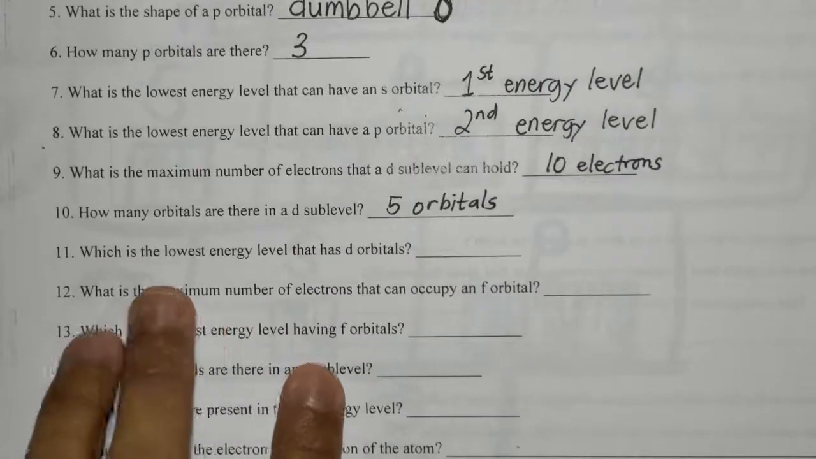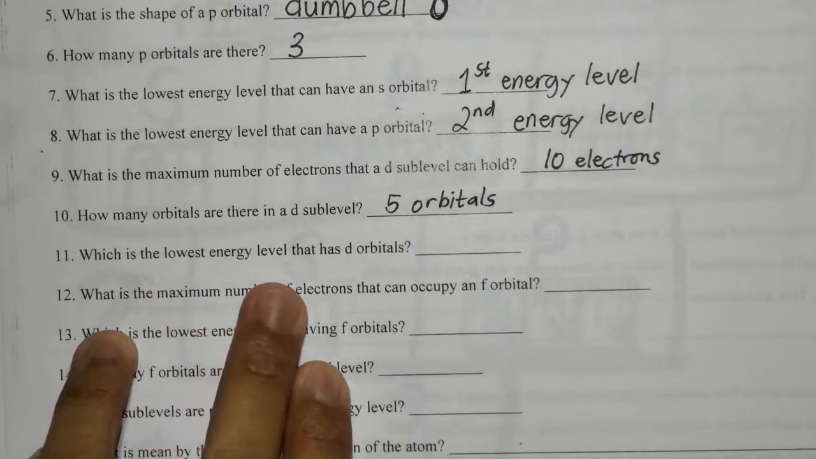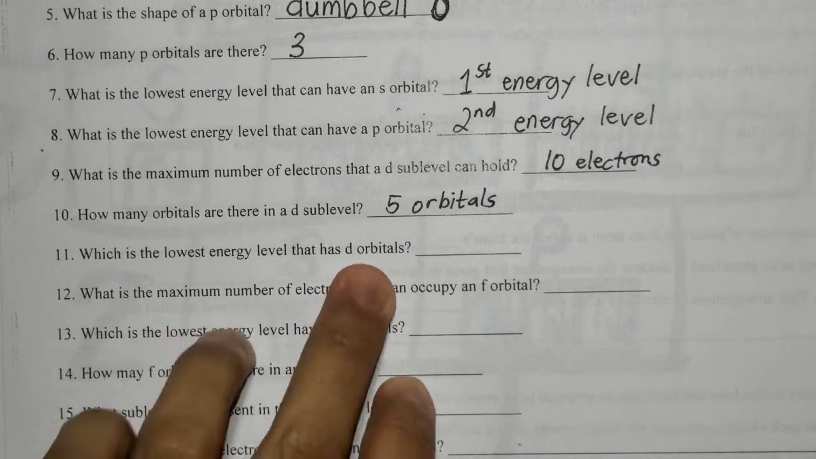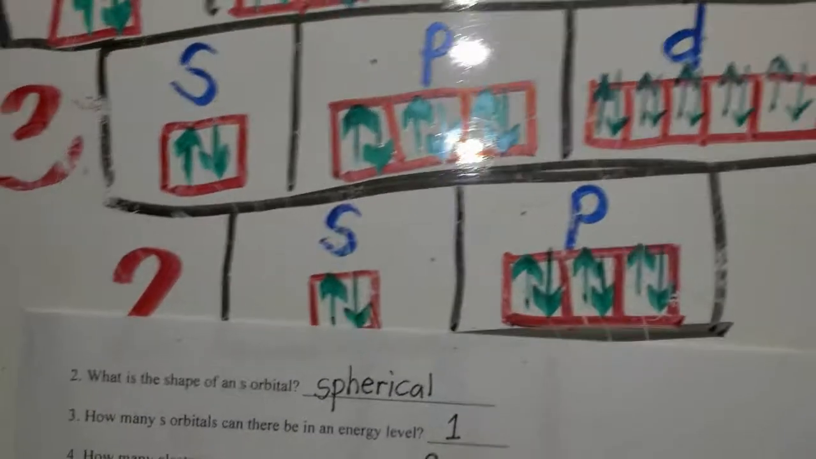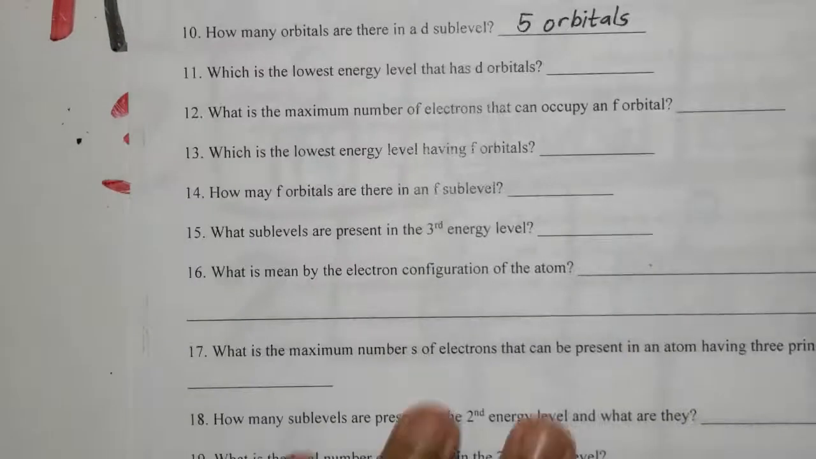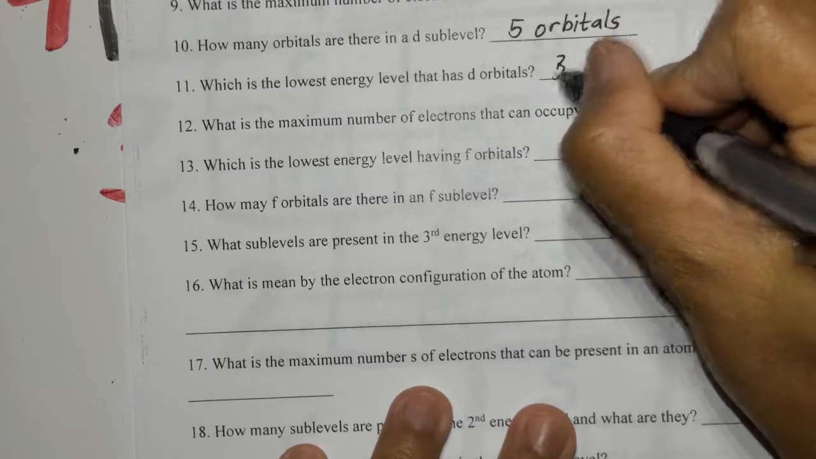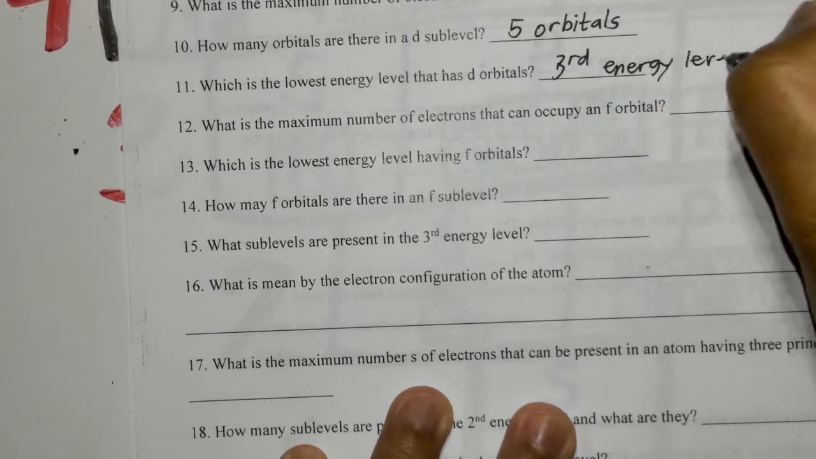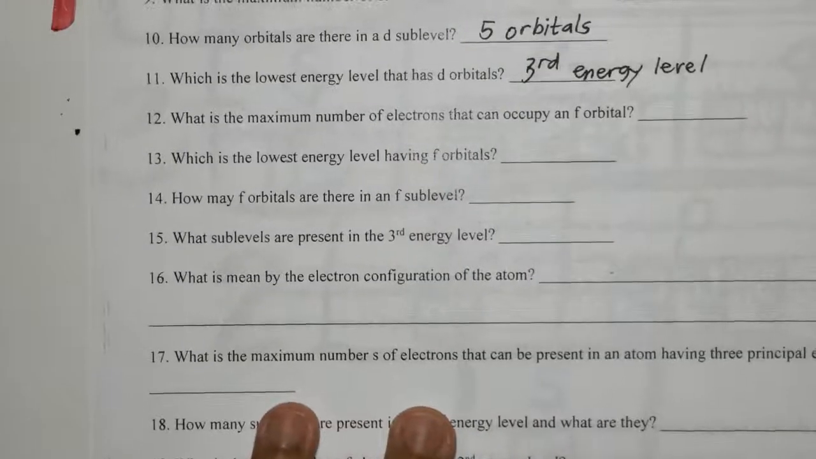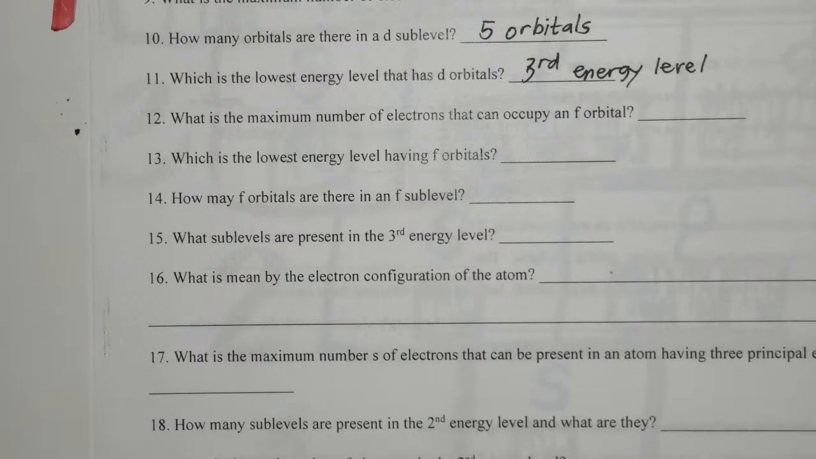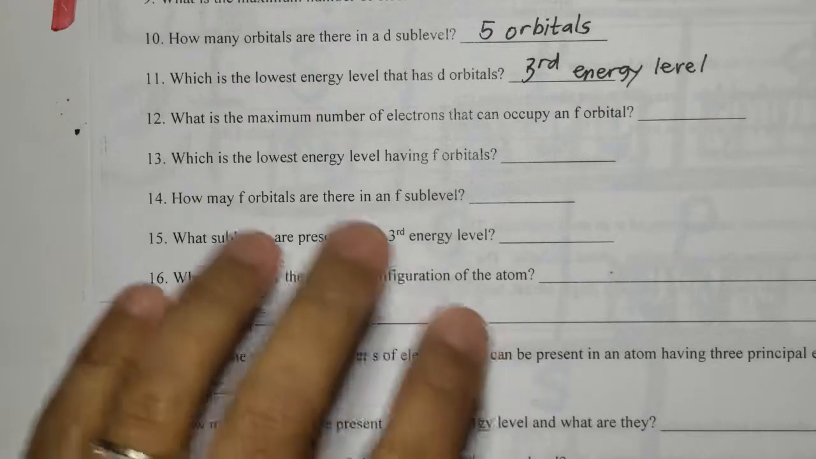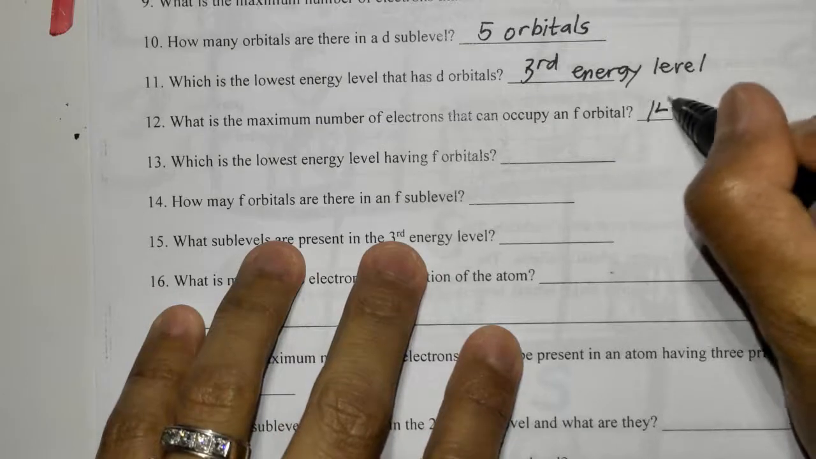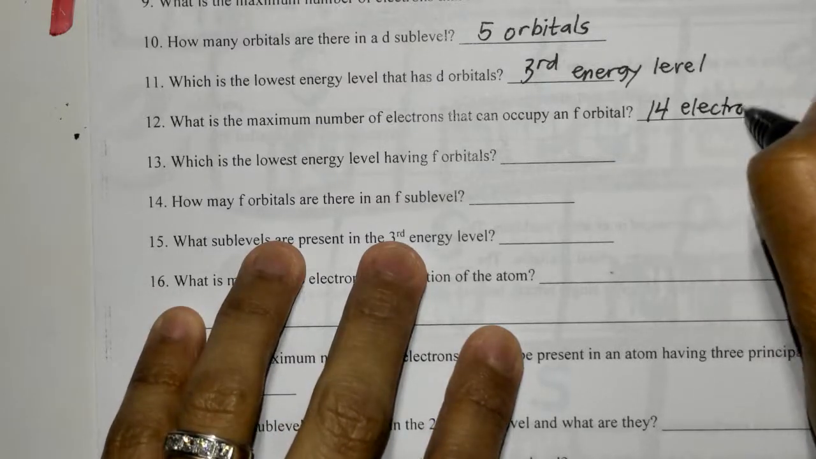Number 11. Which is the lowest energy level that has d orbitals? Where can you find the d? The first d. Floor number 3. So that will be the third energy level. Number 12. What is the maximum number of electrons that can occupy an f orbital? 14. That will be 14. So 7 times 2, that's 14 electrons.